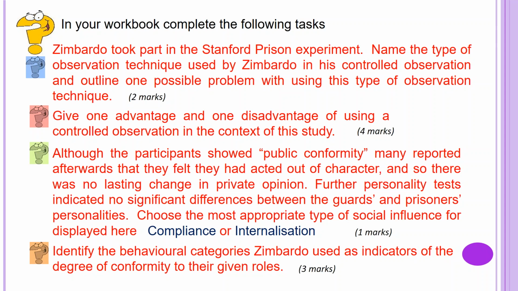Okay, welcome back. There are 3 marks on the mark scheme, up to 2 marks for naming appropriate behavioural categories and a further mark for an explanation of these categories. So for example, the interaction between prisoners and guards, mood state, self-perception and coping behaviour were used as behavioural categories. For example, how the mood of the prisoners changed, i.e. becoming more passive, was recorded as an indicator of the degree of conformity to their given roles.